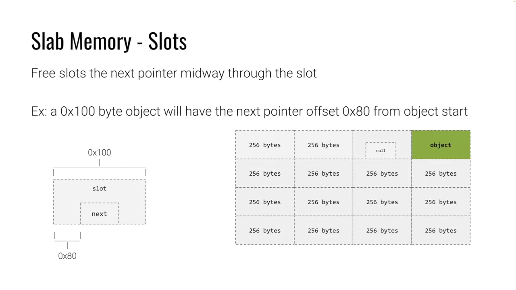One important difference to be aware of when thinking about this linked list is the location of the next pointer. When we took a look at Tcache's singly linked list, the next pointers were located at the beginning of the freed allocation. With the kernel heap, the next pointer is located midway through the freed slot. So in this example, we're working with slots of size hex 100 bytes, or 256 bytes. So the next pointer would be offset 128 bytes, or hex 80 bytes, from the beginning of the free slot. This is done to hopefully prevent the scenario where a small out-of-bounds write would corrupt the next pointer.